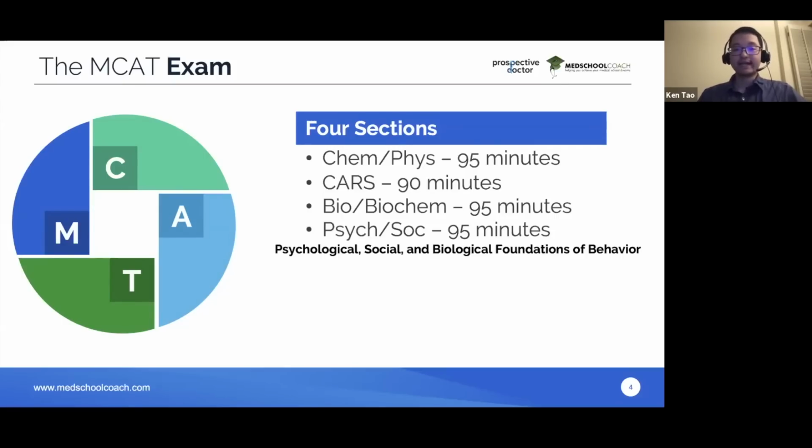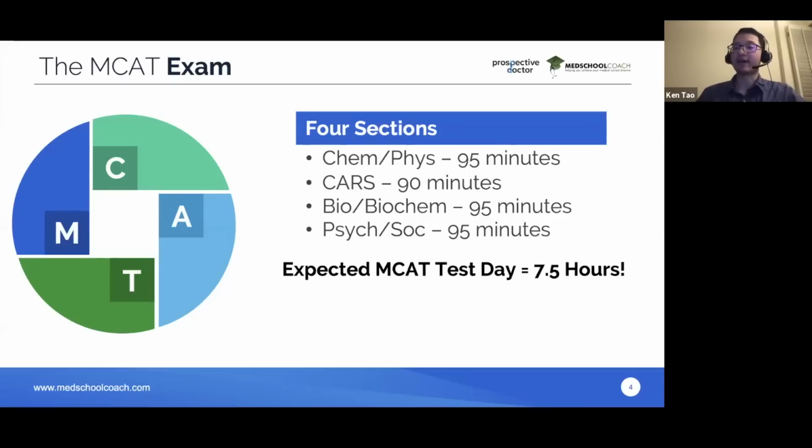You'll notice that each of these sections are about an hour and a half long, and this is just the testing time, right? So on your actual exam, you're also going to have breaks in between and some tutorials that you might want to go through if you're not familiar with the online tools of the exam. So if you put together all those breaks, you're going to find that your testing experience on test day is going to be about 7.5 hours long. This is a really long exam, and most pre-medical students have never taken an exam of this duration. So that's what makes the exam difficult.